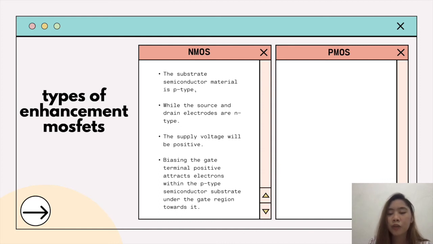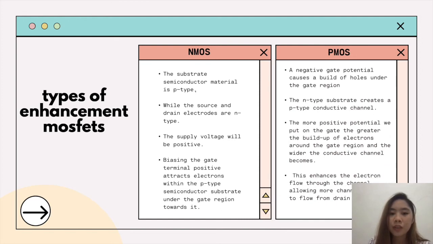Even if I am not going to use the PMOS, I will still discuss it. First, a negative gate potential causes a buildup of holes under the gate region. The N-type substrate creates a P-type conductive channel. The more positive potential we put on the gate, the greater the buildup of electrons around the gate region and the wider the conductive channel becomes. This enhances the electron flow through the channel, allowing more current to flow from the drain.